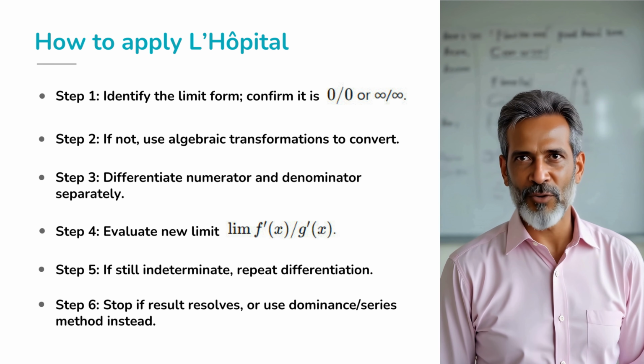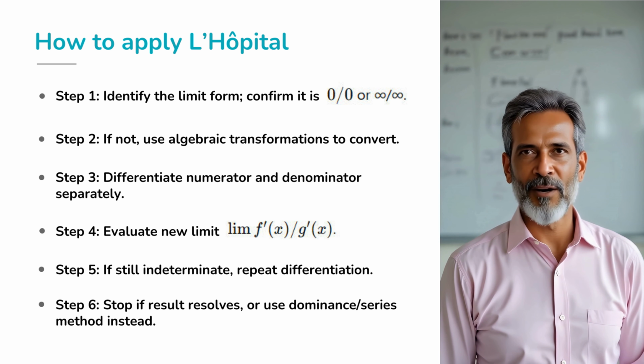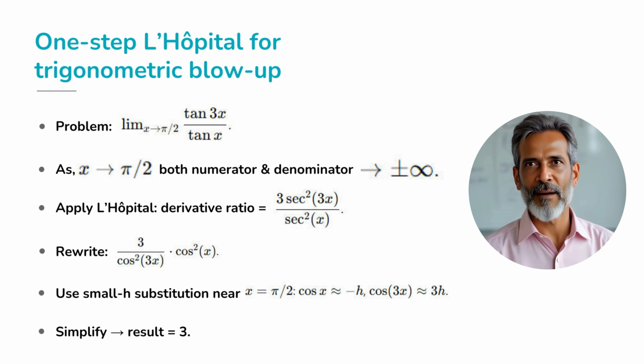Try dominance tricks or algebraic expansions instead. In short, use it wisely, not blindly. Let's put it into action with some trigonometry. Consider the limit as x tends to pi by 2 of tan 3x over tan x. Both numerator and denominator approach infinity, so we have an infinity by infinity form. Perfect candidate, differentiate numerator and denominator.